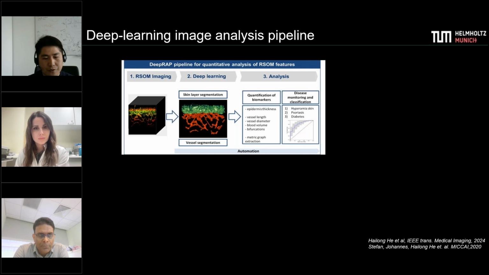And to preserve the fine features, DeepRAP processes the high and low frequency signals of the RSOM data separately, significantly improving the segmentation accuracy of the high resolution skin structure.